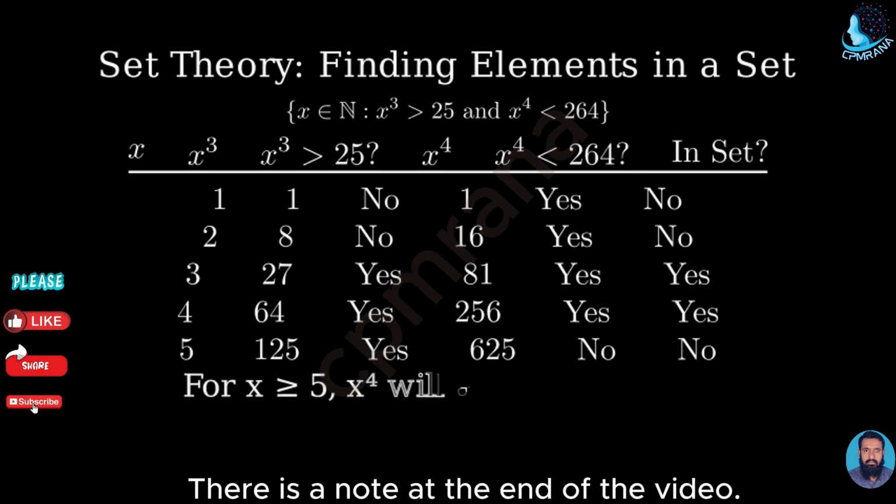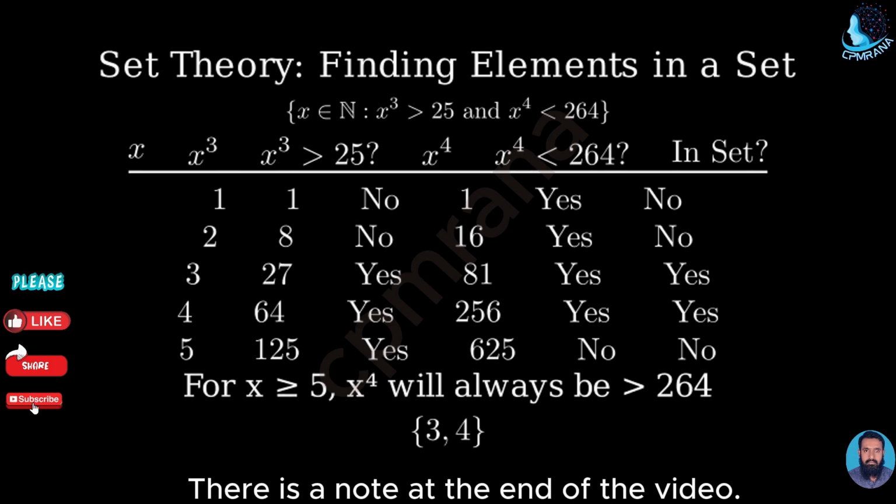We don't need to check any more numbers because we can see that for x equals 5, x to the fourth is already too large. Any number larger than 5 would give an even larger fourth power. Therefore, we can express our set in roster form as the set containing 3 and 4.